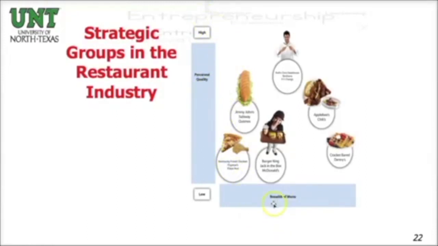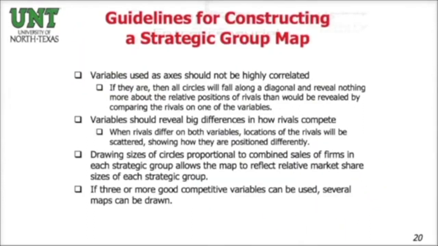Also, breadth of menu is another good choice. That's a good choice for the x-axis because there's a lot of differences in breadth of menu among the different companies that are in the restaurant industry. So that would be a good choice right there. The variables should reveal big differences in how the different companies compete. And when the rivals differ on both variables, their locations will be scattered.